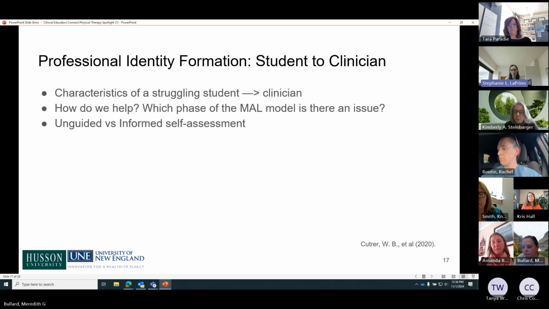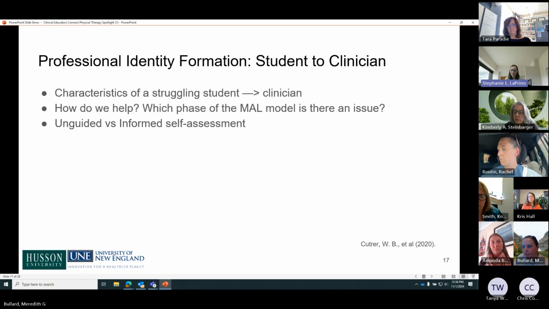And so one of the other things that we wanted to talk about in regards to the professional identity formation, moving that student through to clinician, is that sometimes those characteristics of a struggling student also become characteristics of maybe a clinician who might be struggling, or as Tara said and Amanda said, when those wheels, those cogs in the process get stuck, or maybe they didn't have a lot of guidance to help work through that when they were a student.